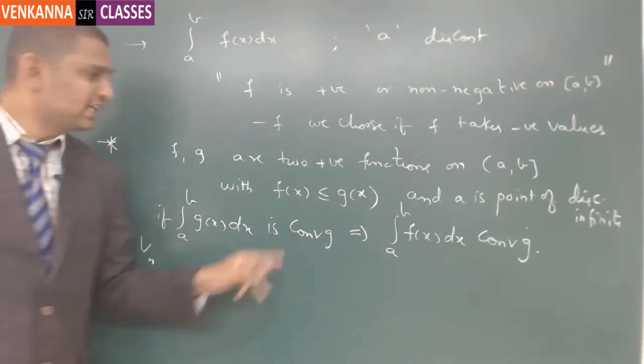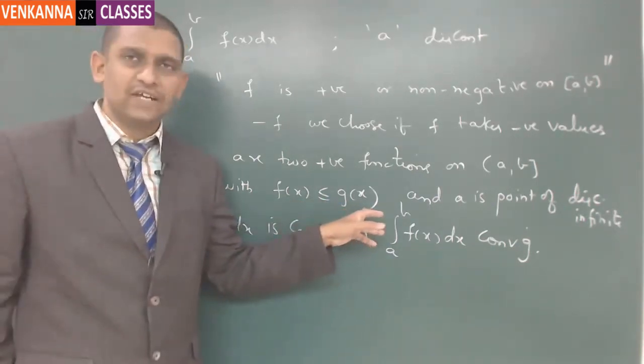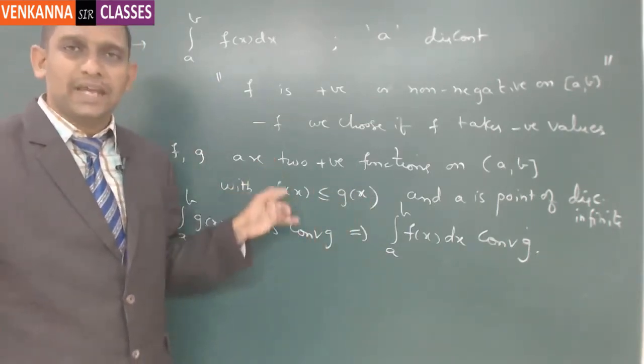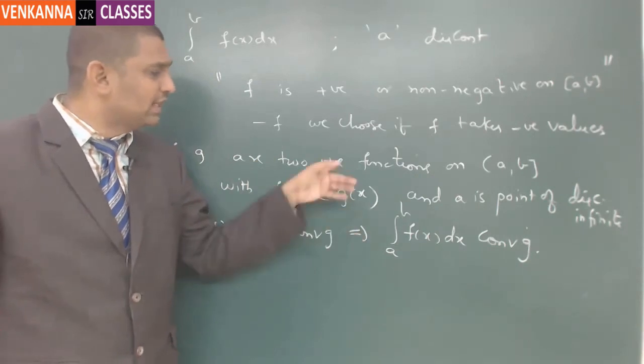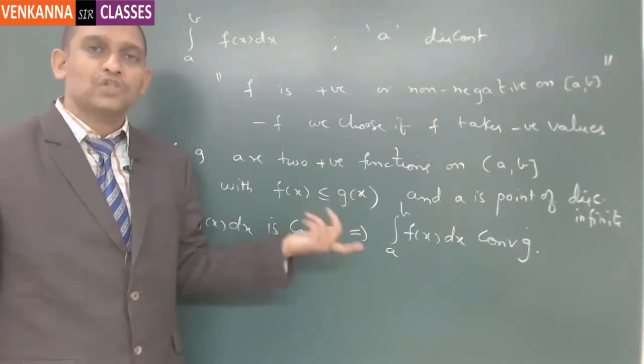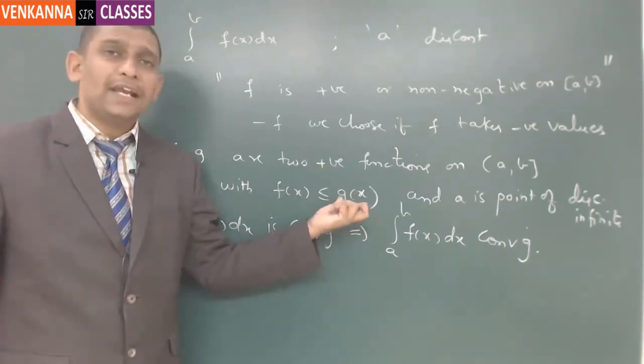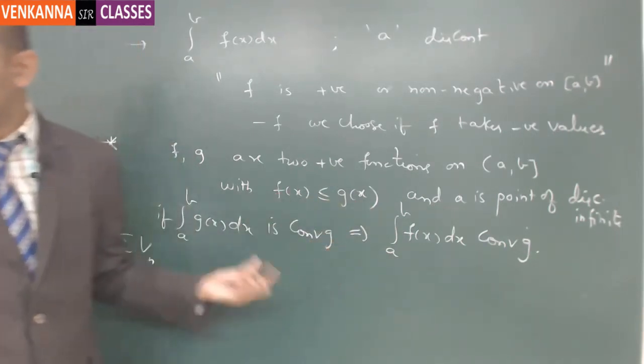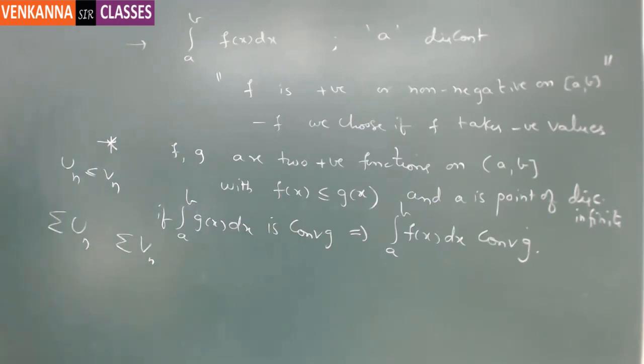Similarly, if f of x is less than or equal to g of x, then integral a to b f is less than or equal to integral a to b g. So what happens? If the upper integral is convergent, automatically the lower integral is convergent. Clear? The ideology behind it? So please take a note of it, then I will give the second result.